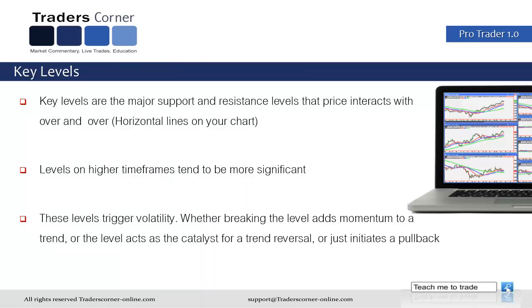So what are key levels? Well, key levels are major support and resistance levels that price interacts with over and over and over again. They're horizontal lines on your charts, so they go from the left-hand side to the right-hand side of your screen. And you will see that price will come back to them over and over again. So maybe 4 years ago, price came down to this level, reacted with it, reversed, and then went on a massive rally. You can then expect the next time that price comes down to that level again, it's going to interact with it in one way or another.